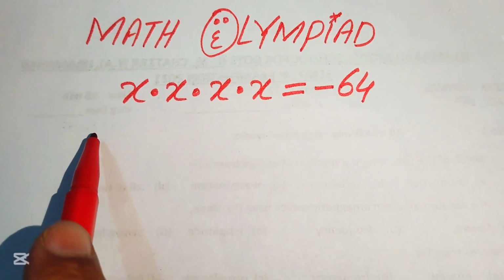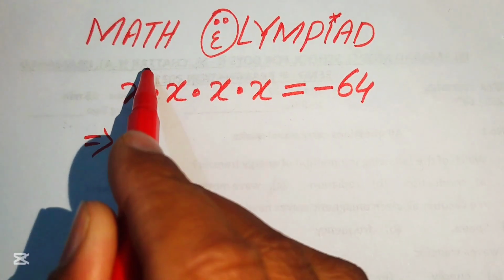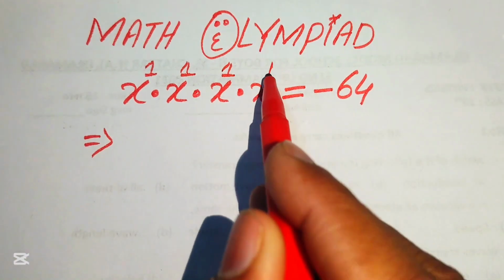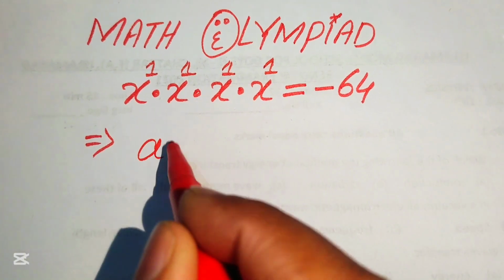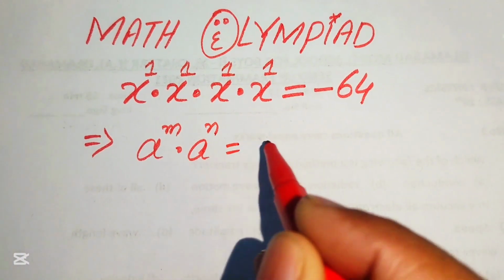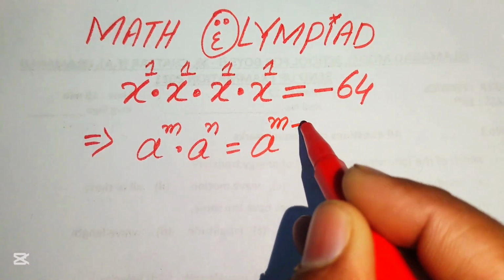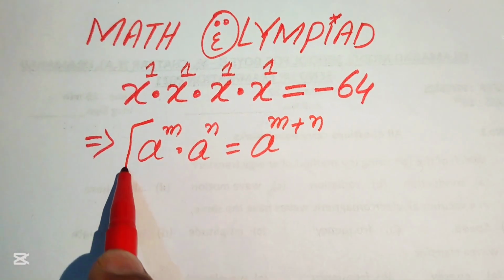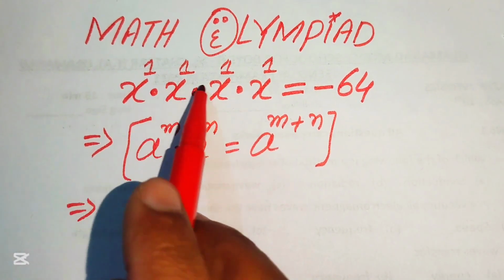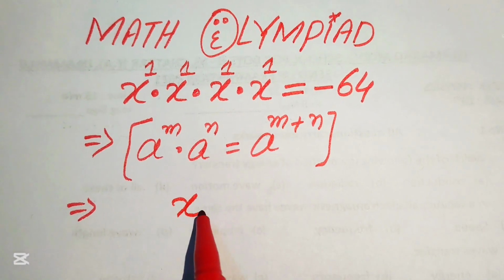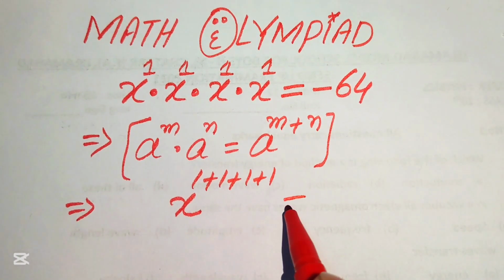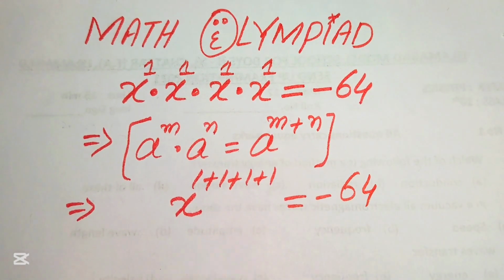So here you see that the exponent of all these x is 1. So here we can apply the exponent law. You know that if you have a to the power of m into a to the power of n, it is equal to a to the power of m plus n. So according to this exponent law, we will add the exponents of all these values and write it as x to the power of 1 plus 1 plus 1 plus 1 equals minus 64.